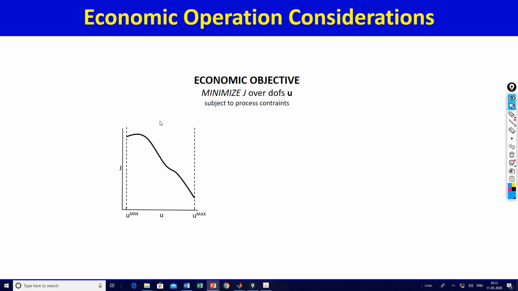and if you take one degree of freedom U and plot the variation in J with U for no disturbance, as you change that set point from min to max, how does your economic objective J vary? This is a minimization problem, and I'm just showing you a particular type of variation. So it's essentially decreasing.